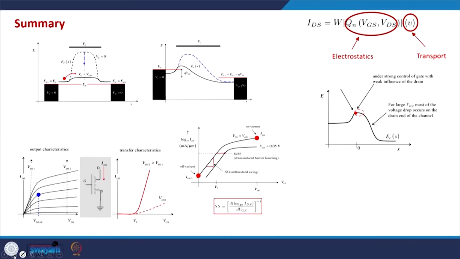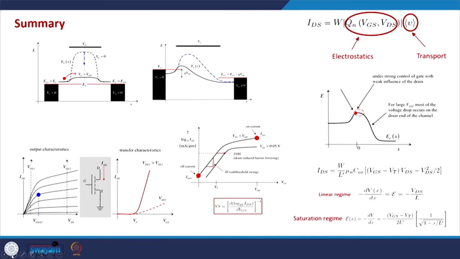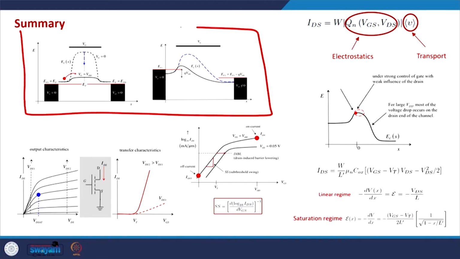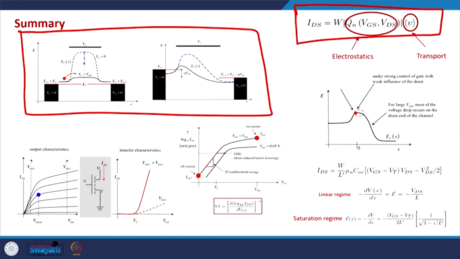discussion. So, just to sum things up, this is what we have seen so far. We have seen that the MOSFET is a barrier control device, where the barrier can be controlled by the gate and the drain voltage. The current in the most general form is defined in this way, and we need to understand the electrostatics and the transport in the MOSFET.